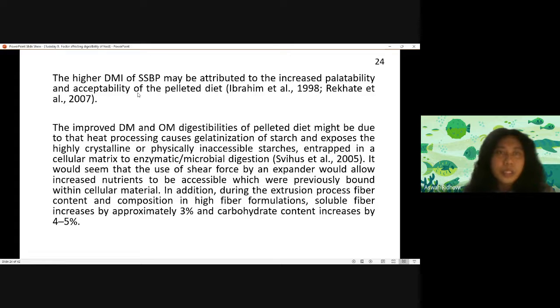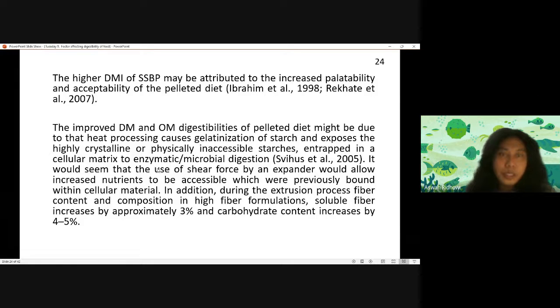The possible reason for this is that the pellet itself may contribute to increasing palatability and then acceptability of the pellet diet. Improved dry matter and organic matter digestibility of the pellet diet may be due to heat processing causing gelatinization of starch and exposing highly crystalline or physically inaccessible starch trapped in the cellular matrix to enzymatic or microbial digestion.